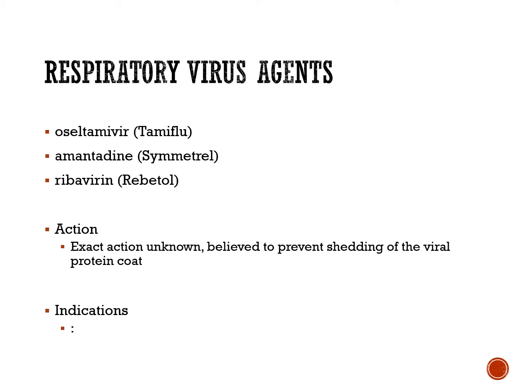So let's talk about some respiratory viral medications. Oseltamivir is probably the one you've heard of the most, also named Tamiflu. There's also rimantadine. That's not on here, but that's another common one that you'll see, especially used in children over 7. The exact action we're not 100% sure of, but we believe that it prevents the shedding of the viral protein. And again, we use these for influenza A and B and RSV.